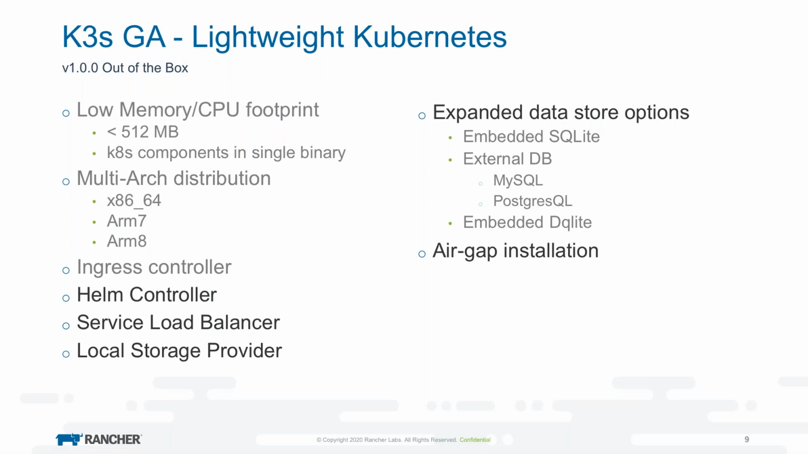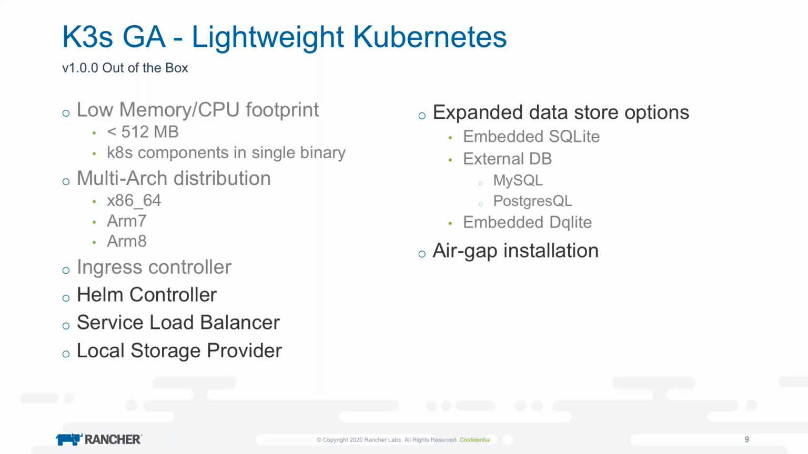So what we did when we did GA, our version 1 release around KubeCon last year, was it had all the things that we just talked about, the low memory footprint and the multi-architecture distribution, but we added out of the box a Helm controller, so you can drop a Helm chart into a directory with the deployment, and it'll automatically install that chart.